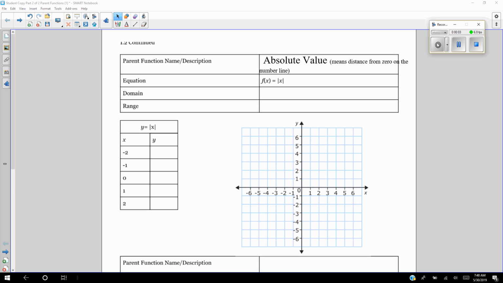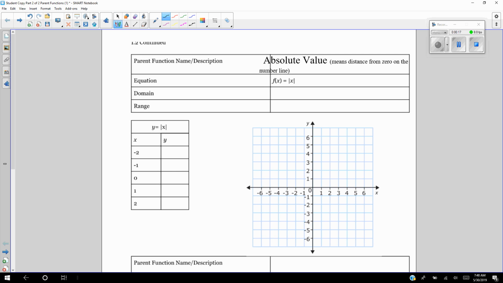All right, we're going to cover the last three parent functions, and probably the three you'll see the most in this unit. So the first one is the absolute value parent function. Really important that you understand absolute value means the distance from 0 on the number line. We'll talk about that more in just a second. And of course, here's the notation. It's just two vertical bars around x.